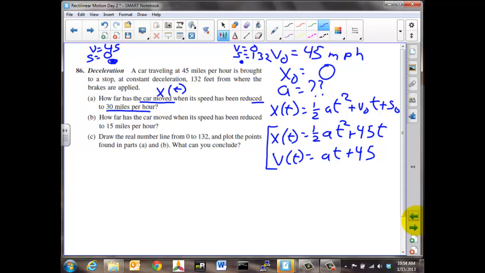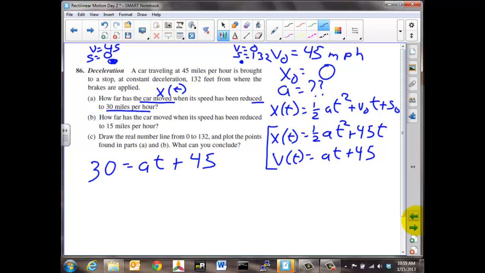How far has the car moved? So we're looking for a position when its speed has been reduced to 30 miles an hour. Any takers? Where can we put the 30 at? All right, so we can take this bottom equation, and if I have no idea what I'm doing, that's all I'm going to do. So I'm going to put the bottom equation down here, what I know, and let's see what I can do. What do you think I can do from there?